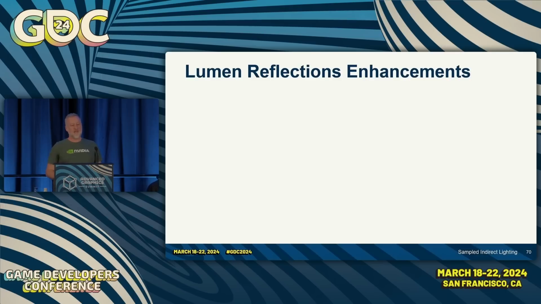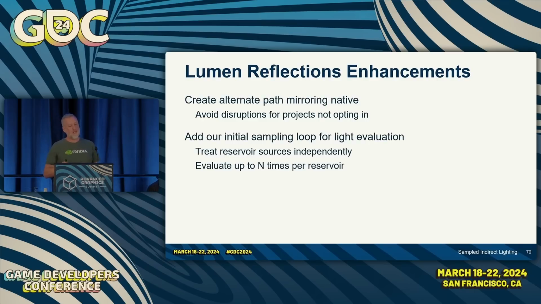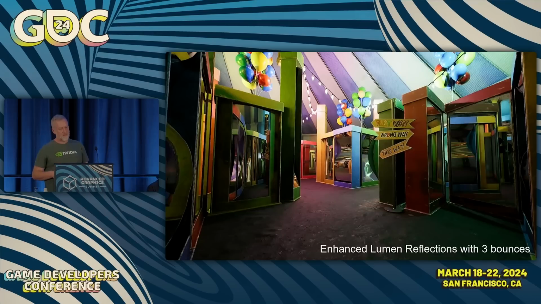So what can we do with enhancements? Well, let's create an alternate path mirroring the one that's there, just to avoid causing people to have to run the code. And then we're going to add to our initial sampling loop for the light evaluation and treat the reservoir sources independently. Just evaluate up to n times per reservoir. And with this, we can get a nice 3-bounce image of the funhouse mirrors in our amusement park with the full 1,300 lights potentially affecting them. So I think we've got a win here.